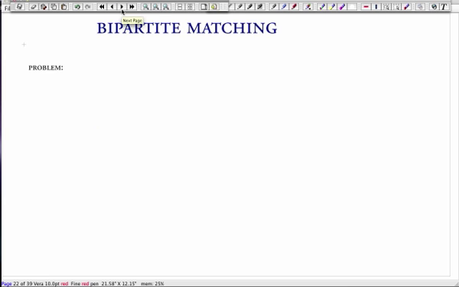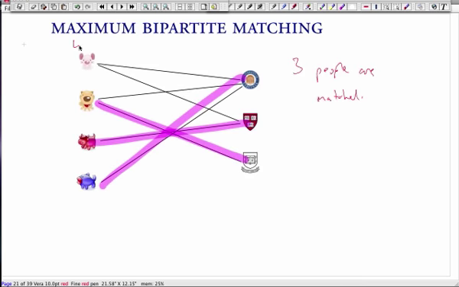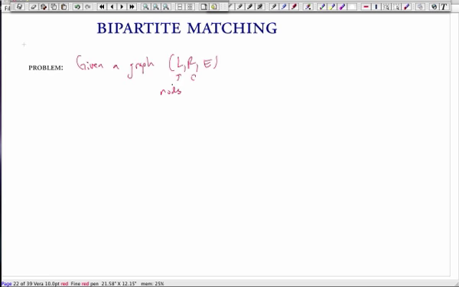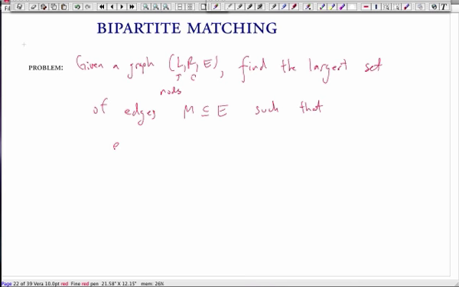Okay, so what exactly is this bipartite matching problem? We're going to be given a graph. And this time, the graph is going to be expressed as, these are the nodes. Bipartite means you can basically partition the graph into nodes on the left and nodes on the right. And the edges only connect elements from the left to elements on the right. So we're given a bipartite graph like this, and we need to find the largest set of edges M, such that each vertex is incident to at most one edge in M.